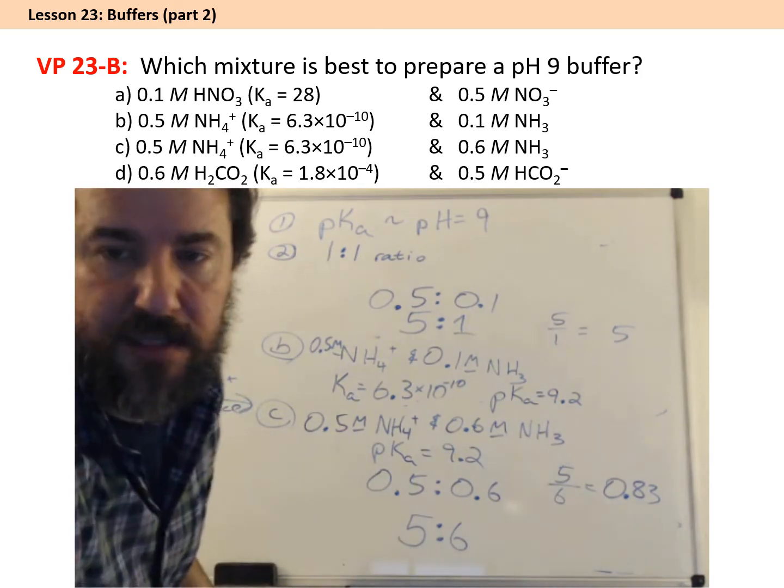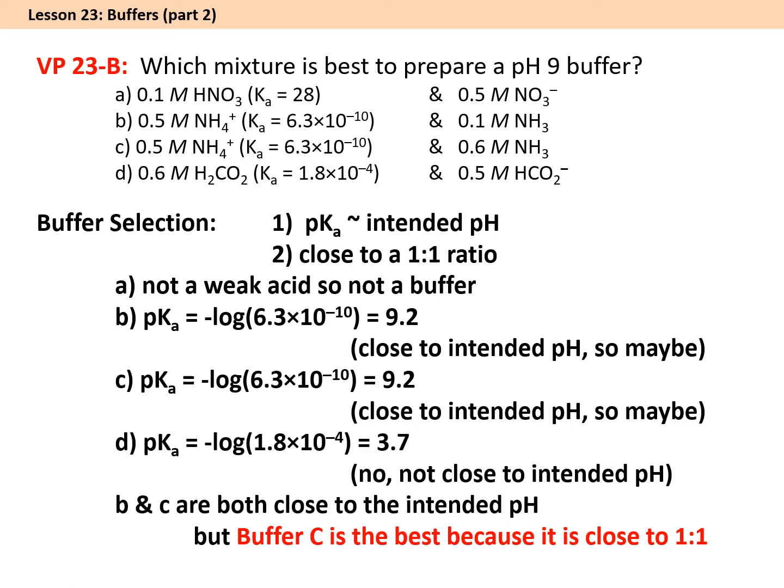Okay. Here it is on the screen, right? We can see we start off by figuring out whether it's a buffer, that knocked out number or letter A. Then we figured out the pKa's, right? That knocked out D because it was too far away. And then we choose the buffer that has a ratio closer to 1-to-1. All right, that's it for buffers.